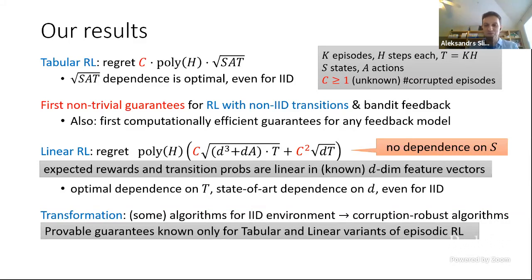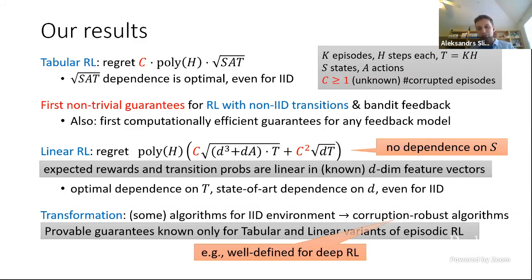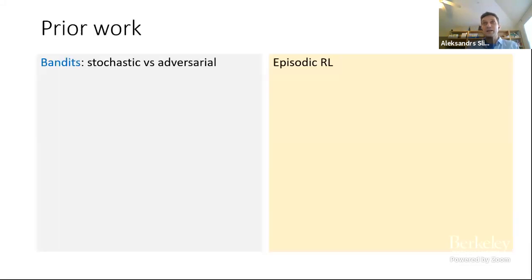Also, we could instantiate an algorithm even if we cannot prove anything. In particular, our algorithm can be instantiated in a concrete and meaningful way for deep RL. But of course, we cannot prove anything. So, okay, a good time to talk a bit about prior work.